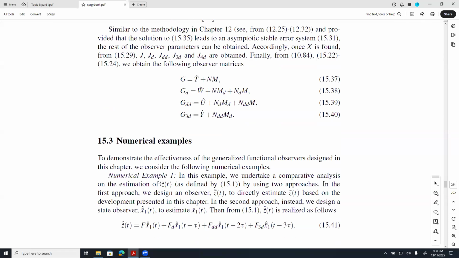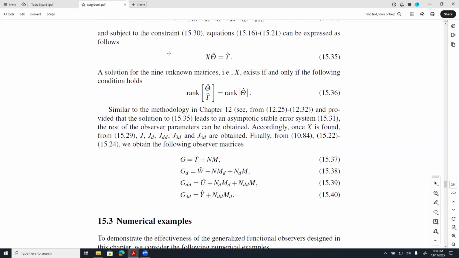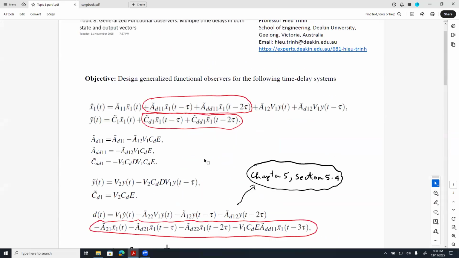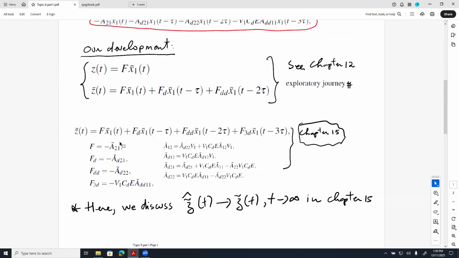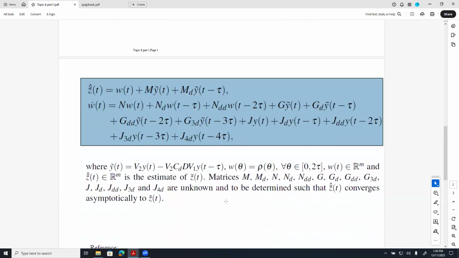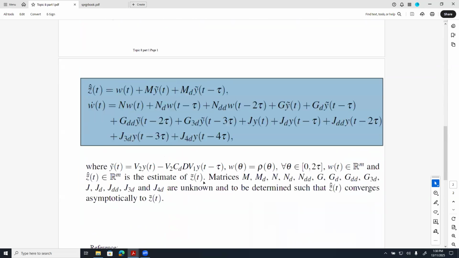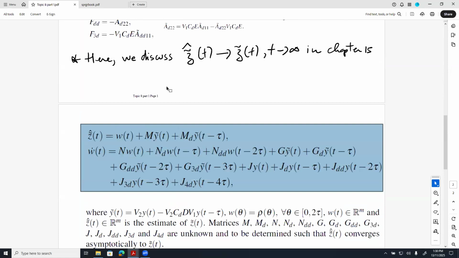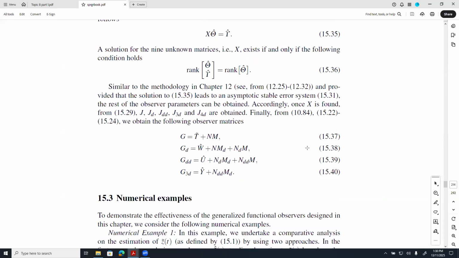And so that's the discussion regarding how we go about doing the design of a generalized functional observer to realize the estimation of this generalized functional. Okay. What we would like to do is, in the next video, because if I discuss the numerical examples now, it might be a bit too long. So we would like to defer the discussion of the numerical examples to the next video.